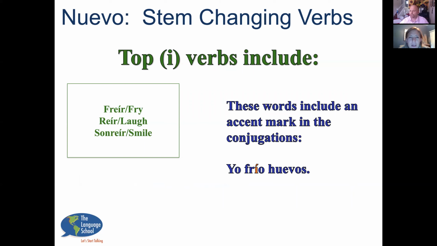So these words also work this way, but because of the accent mark, they're just slightly different because of where you see that little accent mark there. Okay. So freír, reír, and sonreír.